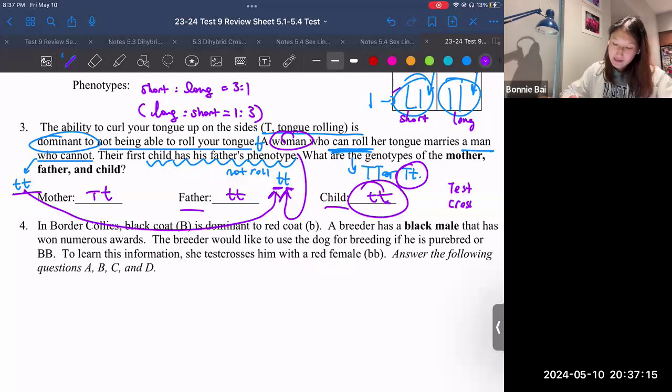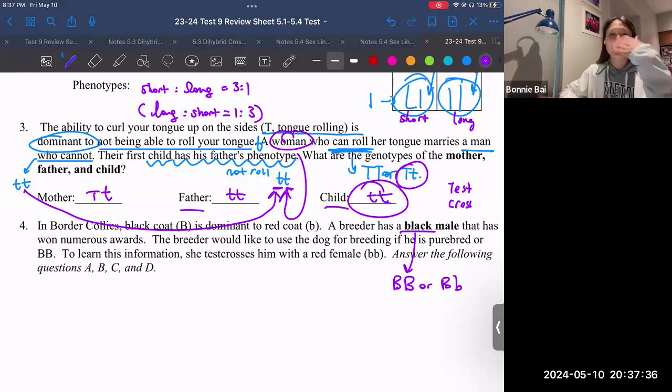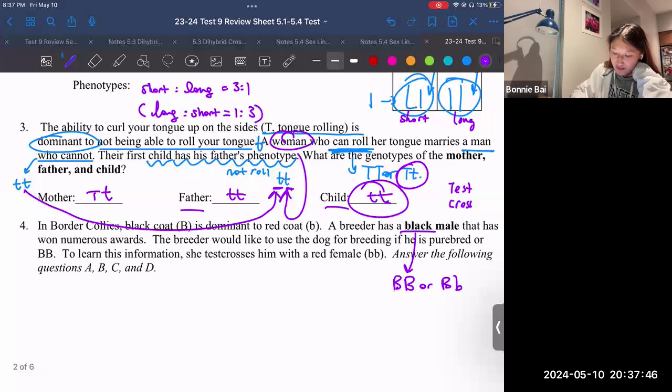All right. Next question about some border collies. The next question is on the next page, so that's kind of annoying. In border collies, the black coat is dominant to red coat. A breeder has a black male. So this black coat we know is either big B, big B, or big B, little b, right? As I'm reading, I want to start writing the letters already. The breeder would like to use the dog for breeding if he's purebred. So this is what we want.